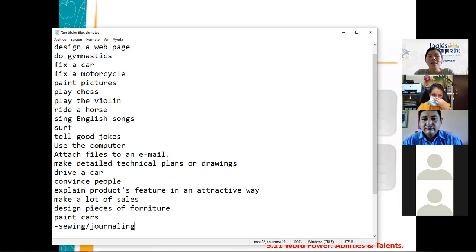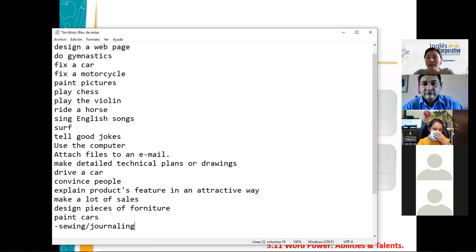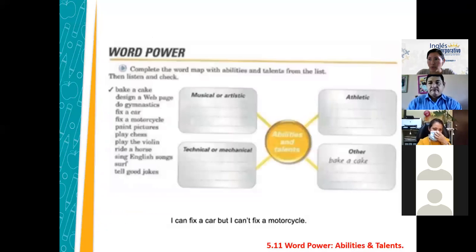Entonces, quiero que piense en sus habilidades y para mañana traiga una lista de las cosas que usted puede hacer y una lista de las cosas que usted no puede hacer. O que usted quisiera poder hacerlas, pero no tiene esa habilidad o no las ha aprendido aún, ¿verdad? Así que, that's going to be the homework for tomorrow, ¿verdad? Y mañana vamos a continuar y terminamos el tema junto con lo que hay en el examen, ¿ok?